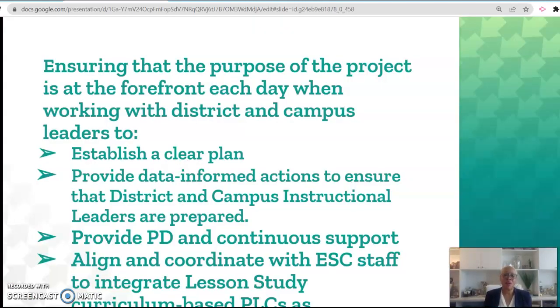Ensuring that the purpose of the project is at the forefront each day in working with district and campus leaders to establish a clear plan, provide data-informed actions to ensure that the district and campus instructional leaders are prepared, provide professional development and continuous support, and align and coordinate with ESE staff to integrate lesson study curriculum based on the PLCs as well as overall improvement.